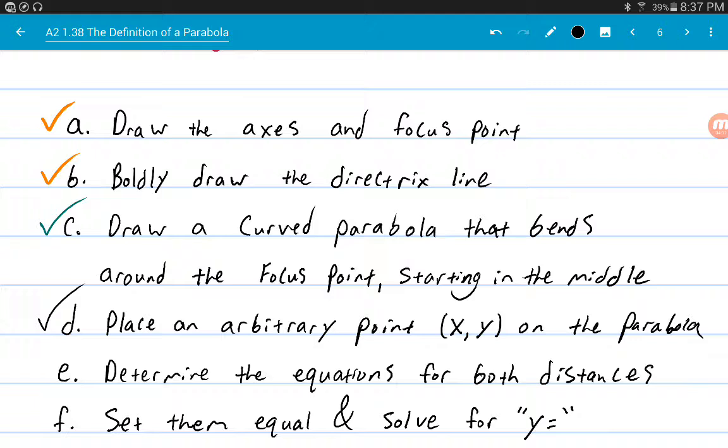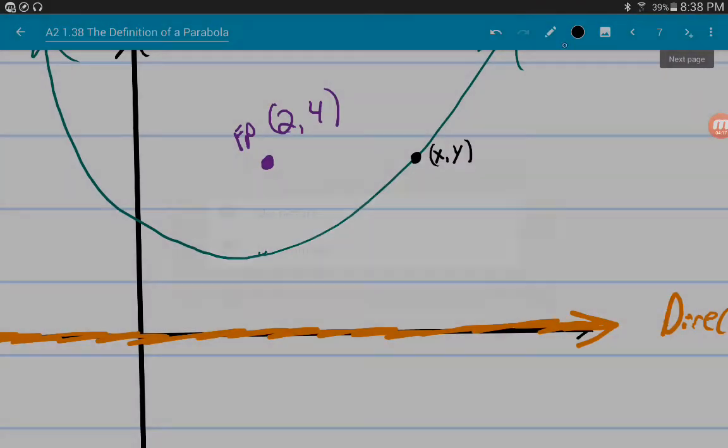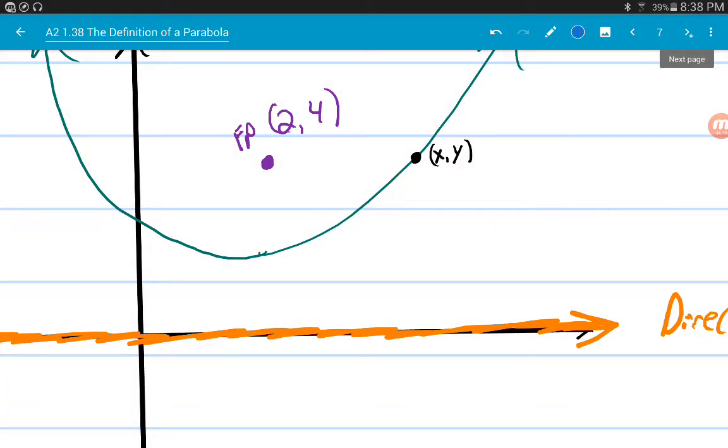Now we need to determine the equations for both distances. What I mean by that is I need to figure out what formula represents this distance here. I'll make it solid. This distance. And what formula represents this distance.